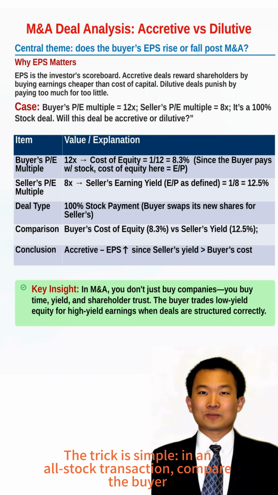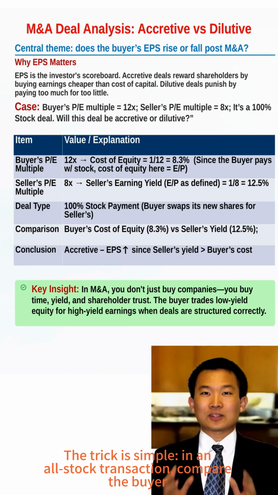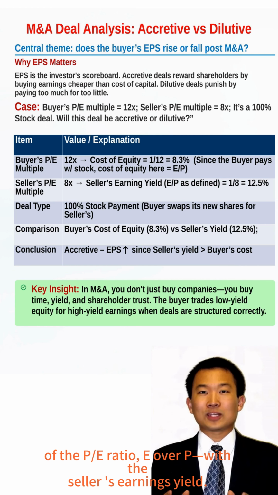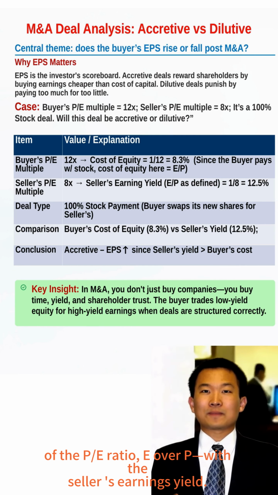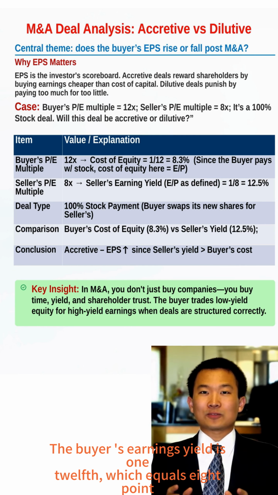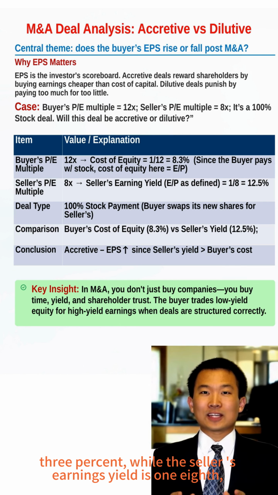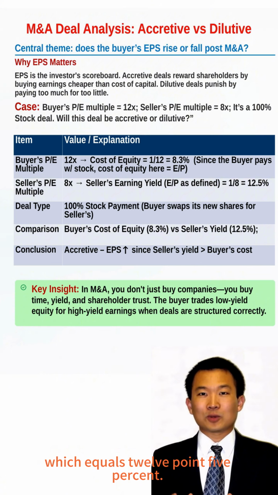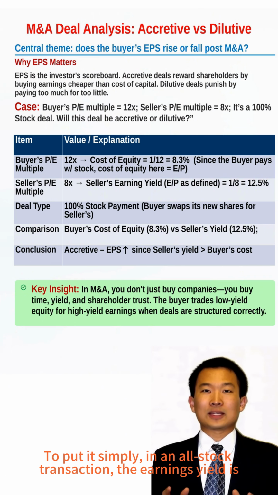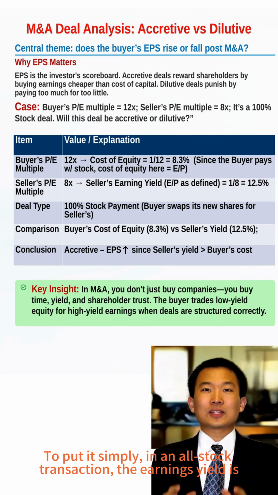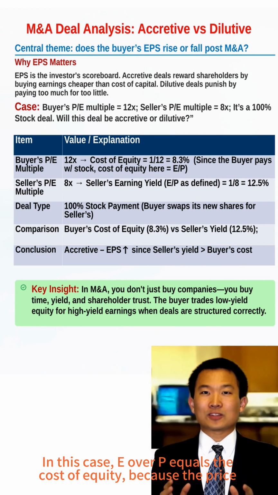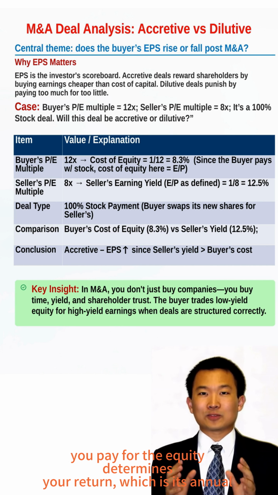The trick is simple. In an all-stock transaction, compare the buyer's cost of equity, that is, the earnings yield, which is the inverse of the PE ratio, E over P, with the seller's earnings yield. The buyer's earnings yield is 1/12, which equals 8.3%, while the seller's earnings yield is 1/8, which equals 12.5%. To put it simply, in an all-stock transaction, the earnings yield is the cost of equity. In this case, E over P equals the cost of equity, because the price you pay for the equity determines your return, which is its annual earnings.